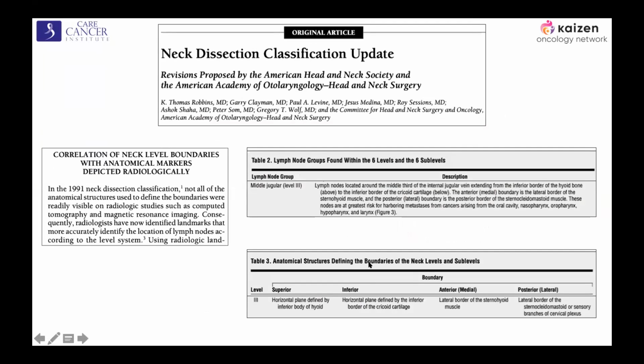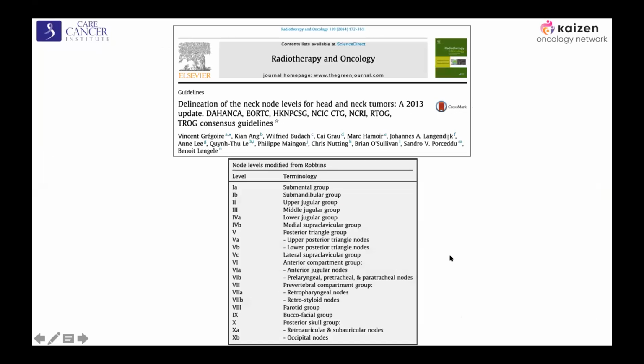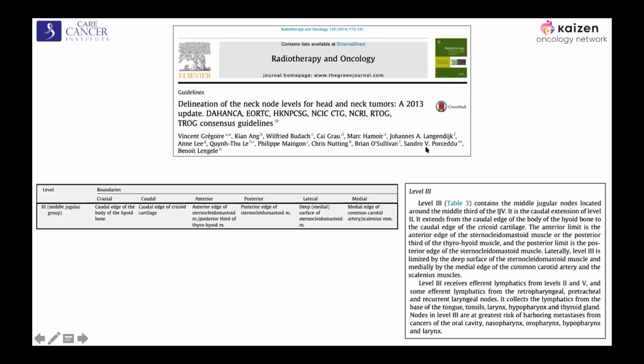And the anatomical or the radiological landmarks are: level 3 superiorly, the horizontal plane defined by the inferior border of the hyoid, which was the lower border of level 2. Inferiorly, up to the horizontal plane defined by the inferior border of the cricoid cartilage. Anteriorly or medially, it is restricted by the sternohyoid muscle, and laterally by the sternocleidomastoid. So that is level 3 in our contouring guideline also, the middle jugular group.